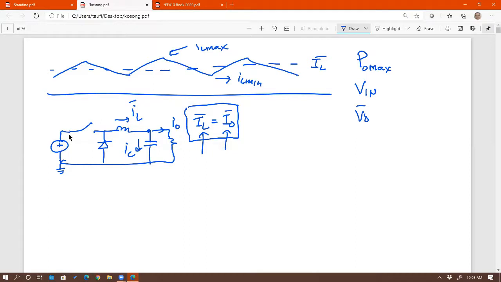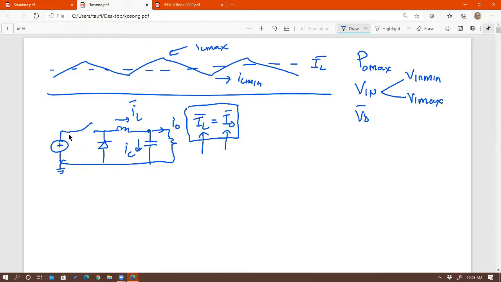V in is typically given as a range, V in min and V in max. So at least you need these 3 values: P out max, V in, and V out. In most cases, V in will be given in terms of V in min and V in max. So it's very important for us to be able to relate all the design equations within the converter using these values, because those values are typically given. So why not use them?